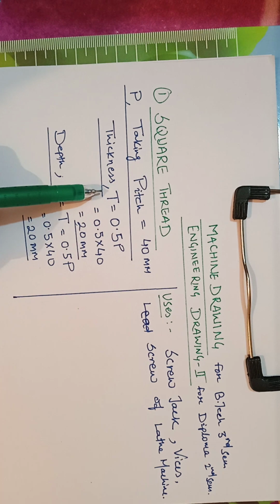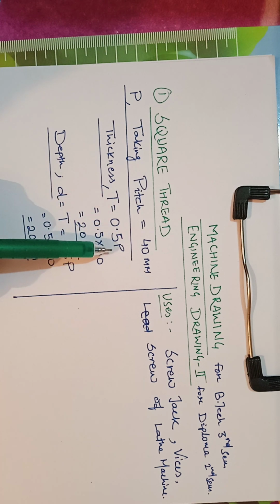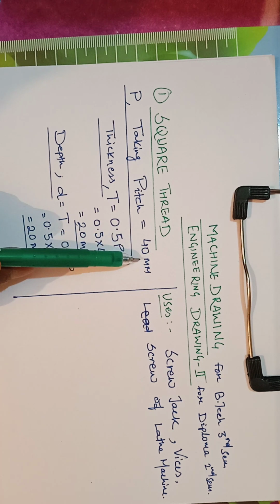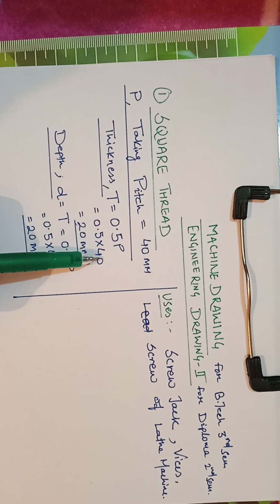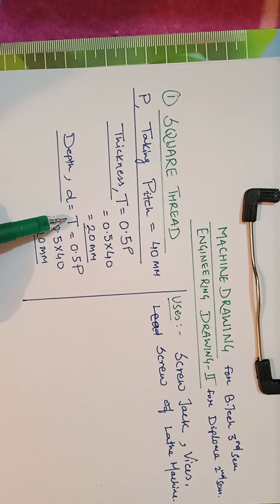Next, the calculation for the thickness of the thread, represented by capital T. It is equal to 0.5 p, where p is the pitch value, which we have taken as 40 mm. So 0.5 into 40 gives us 20 mm. Next, the calculation for the depth, represented by small d. Depth d equals t, the thickness, which is 0.5 p. So it is 0.5 into 40, that is 20.